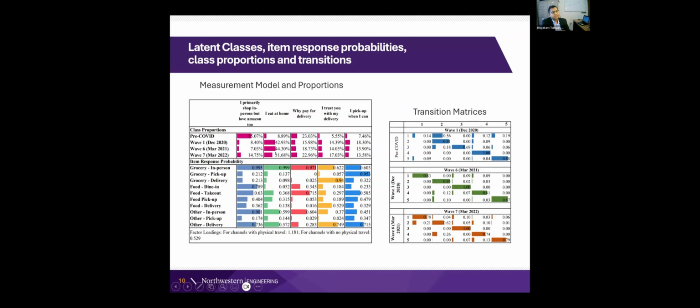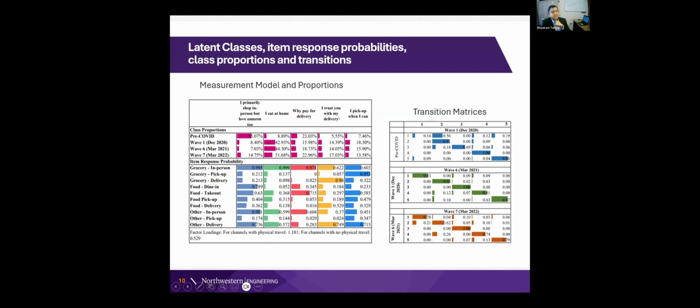Contrast this class with the second group, where you see that the grocery in-person probability is really high. However, individuals in this group don't do pickup, delivery, or dine-in. There is some probability for takeout and pickup for food, a very low probability for delivery for food, moderate probabilities for other items for in-person and delivery, but relatively low for pickup.